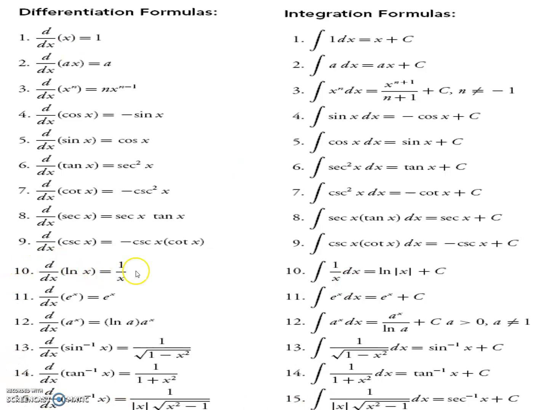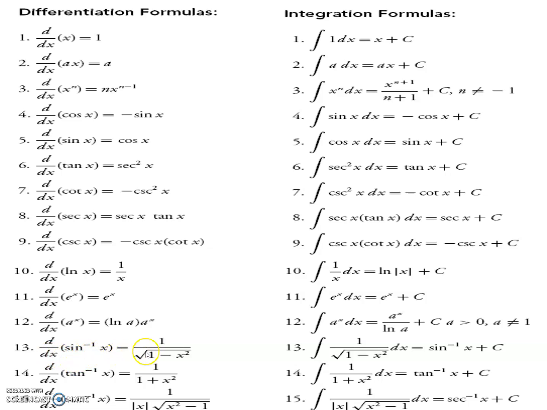Derivative of log x is 1 upon x. Integration of 1 upon x dx is log x plus c. Derivative of e raised to x is e raised to x. Integration of e raised to x is e raised to x plus c. Derivative of a raised to x is log a into a raised to x. Integration of a raised to x is a raised to x upon log a plus c, where a is greater than 0, a not equal to 1.